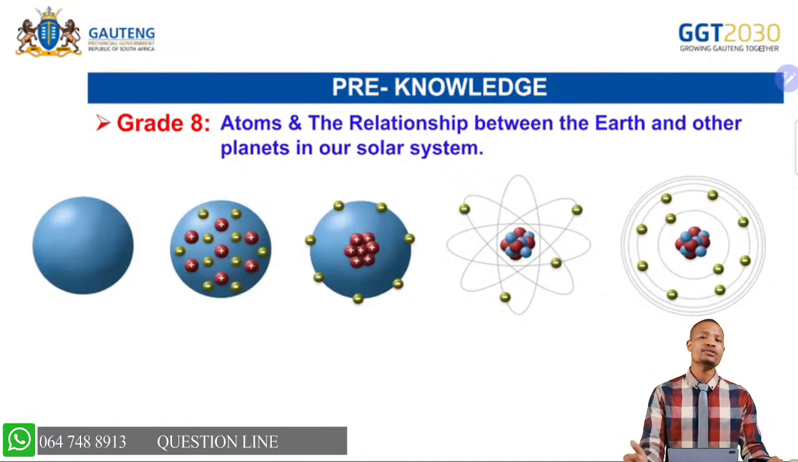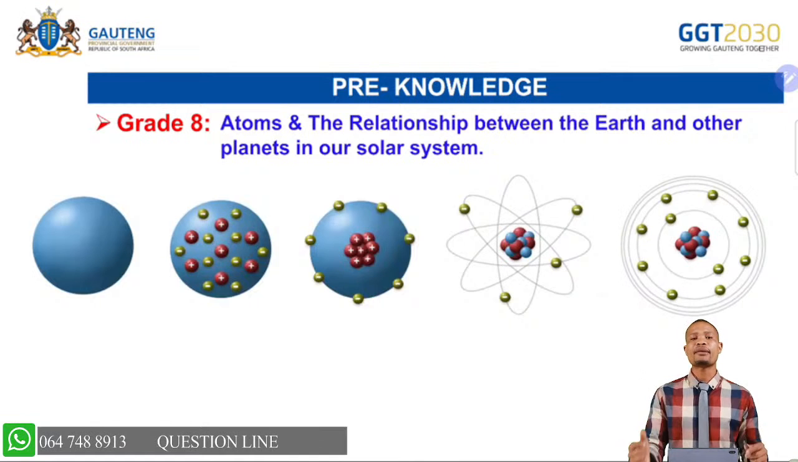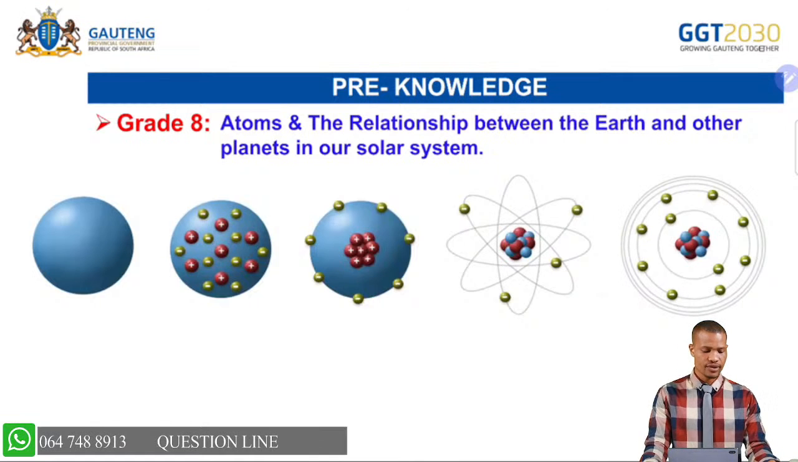And then around the nucleus, we have negatively charged electrons, which are spinning around the nucleus. And there is a term that we use as a collective for the protons, the electrons, and the neutrons. What is that term? Do you still remember? They are the subatomic particles. So atoms are made up of smaller subatomic particles.